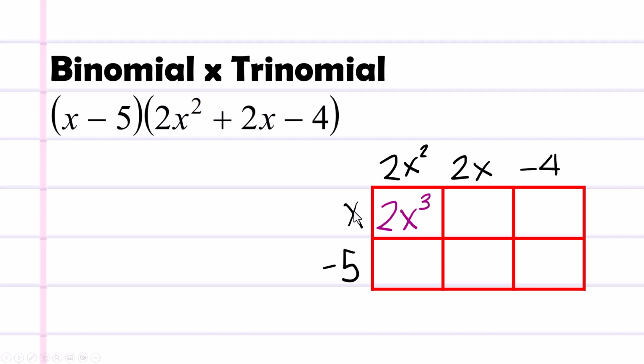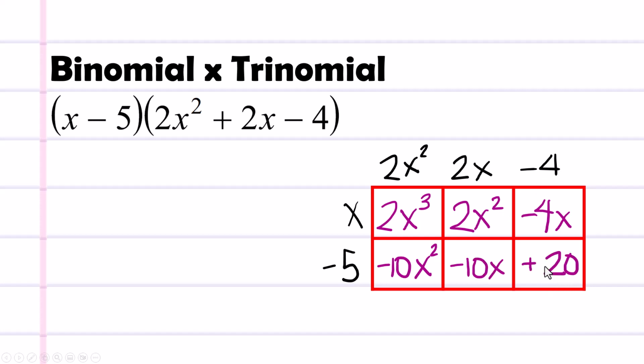I dig it. So x times 2x squared is 2x cubed. x times 2x is 2x squared. And x times negative 4 is negative 4x. Moving down to the bottom row, negative 5 times 2x squared is negative 10x squared. Negative 5 times 2x is a negative 10x. And negative 5 times negative 4 is a positive 20.